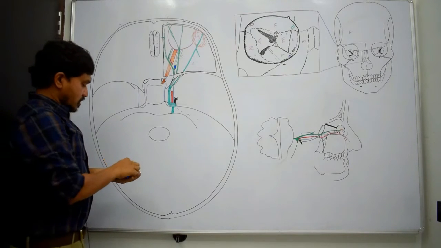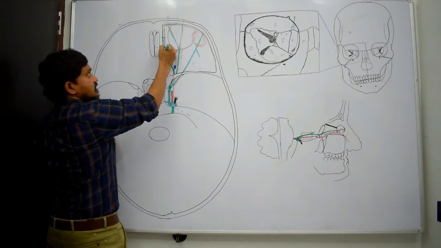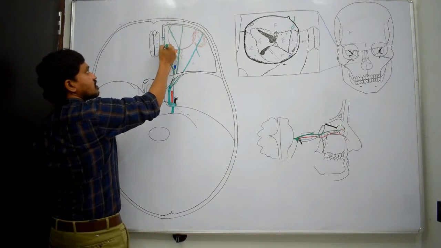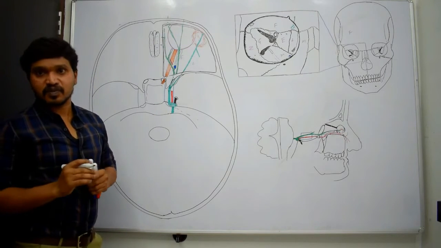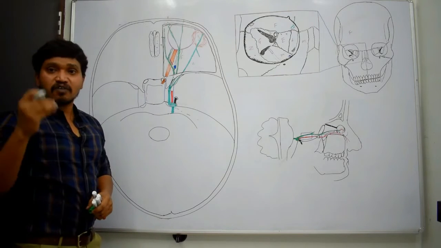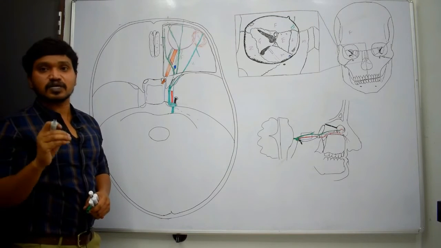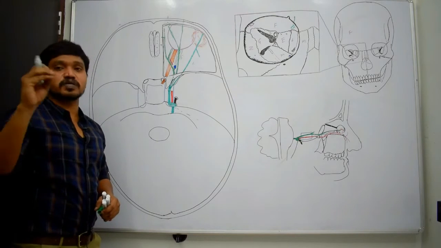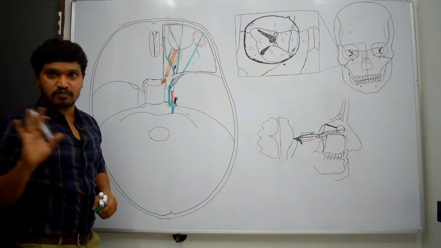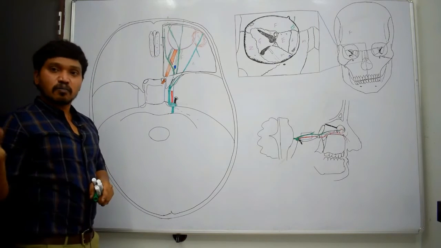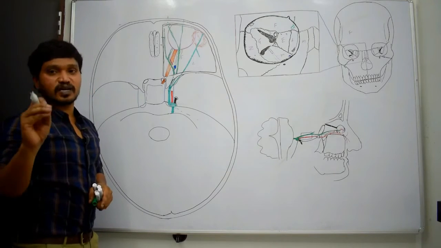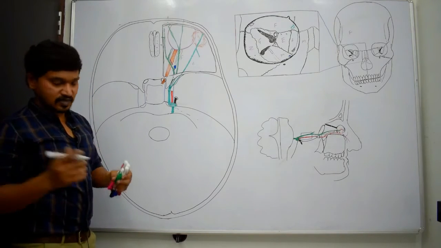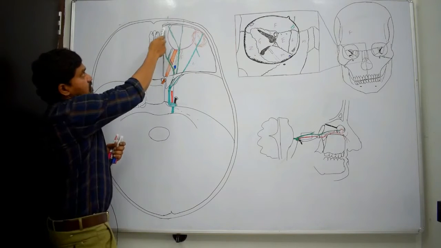Then it will give one more branch here, that is passing through the posterior ethmoidal canal. What is this? This is the posterior ethmoidal nerve, right? This posterior ethmoidal nerve, after passing through the posterior ethmoidal foramen, supplies the ethmoidal air sinuses and sphenoidal air sinuses. That's it. You remember up to that. Posterior ethmoidal nerve passing through the posterior ethmoidal foramen supplies the ethmoidal air sinuses and sphenoidal air sinuses. Clear? That's it.